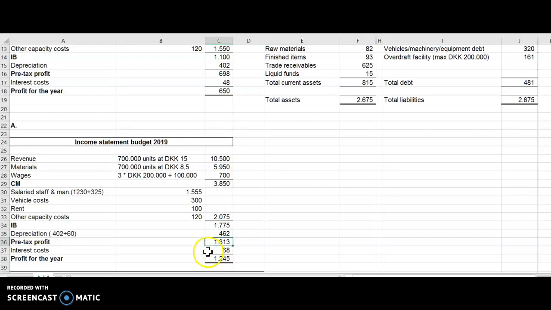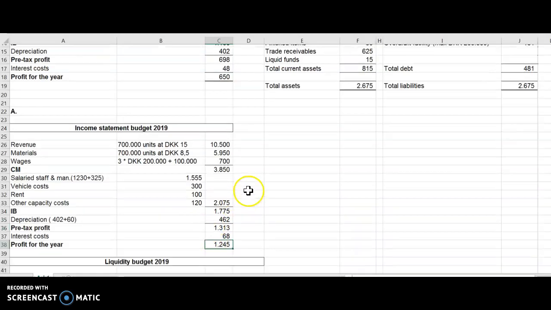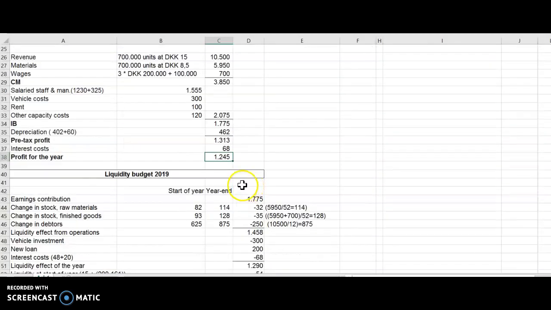And then interest cost, it will increase by 20. So it was 48 last year, it will be 68. And then we have profit for the year. So it was our income statement. And now let's try to make the liquidity budget.